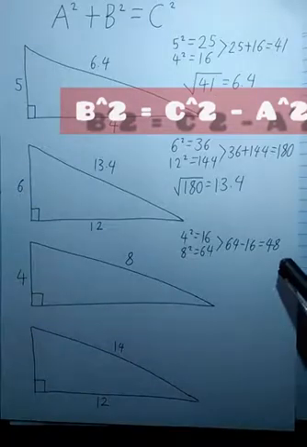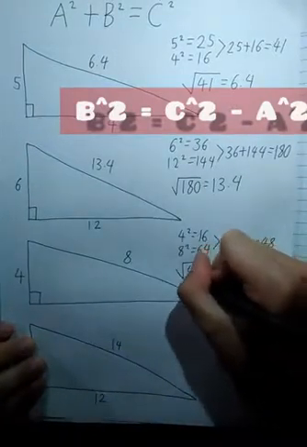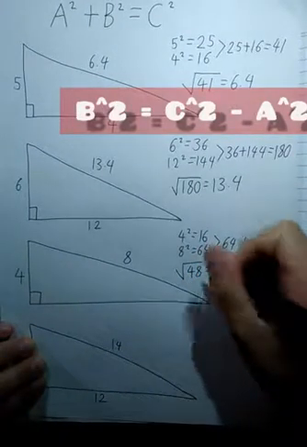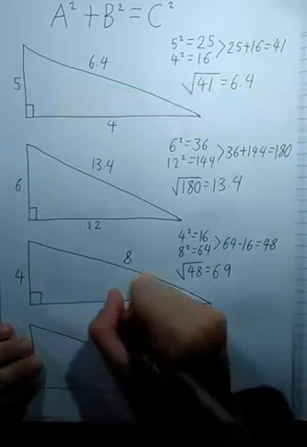Now, we have 48, and when we square root 48, this will give us the length of b. And the square root of 48 is 6.9. So, b is 6.9.